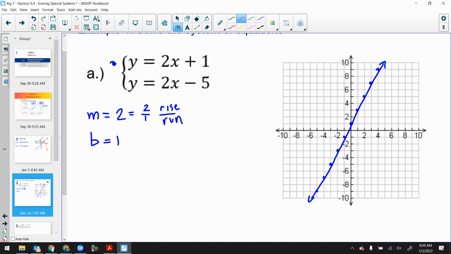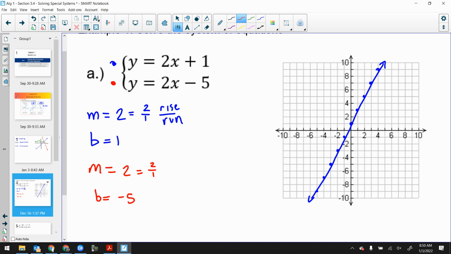Let's look at the red line. Y equals 2x minus 5. Well, what do you notice about the slope of the red line? It's 2 as well. We could write it as 2 over 1 if we'd like to. What's the y-intercept? Negative 5. So the slopes are the same, but the y-intercepts are not the same.